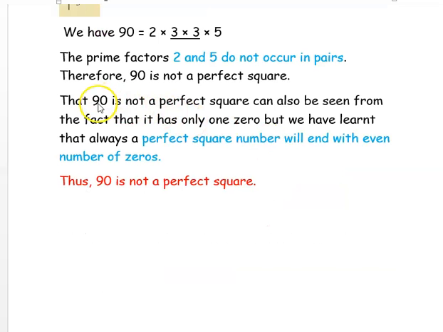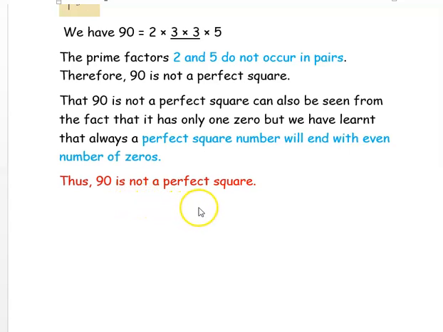Also we have learnt another method: a perfect square number should always end with an even number of zeros. But if you take 90, you have only one zero, that is an odd number of zeros. So with this method also you can say that 90 is not a perfect square number. So overall, 90 is not a perfect square number.